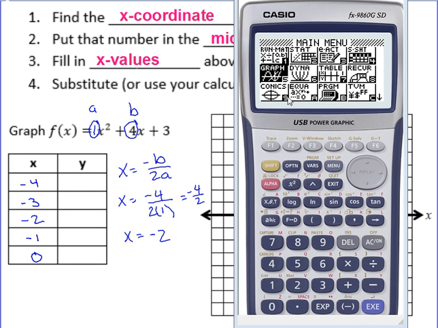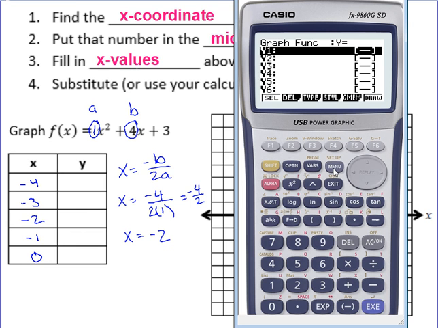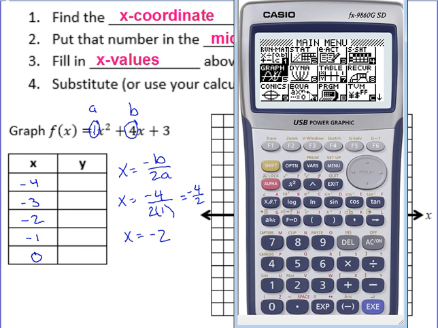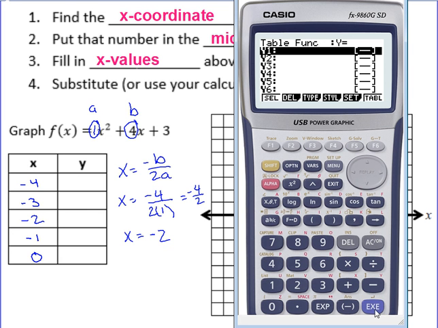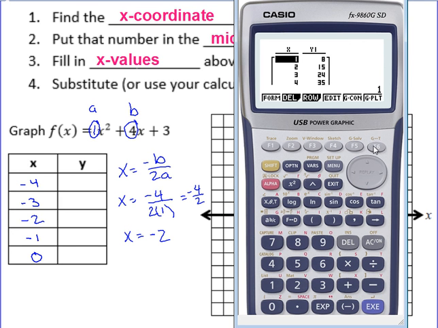Remember, we have done tables in the calculator before. So if you press menu, it brings you to this screen, and we want the one that says table. So for me, it's number 7. It could be something different for you. When I get to the table, I'm going to type in the equation that I'm graphing. So x squared plus 4x plus 3. And then I'm going to take it to the table.